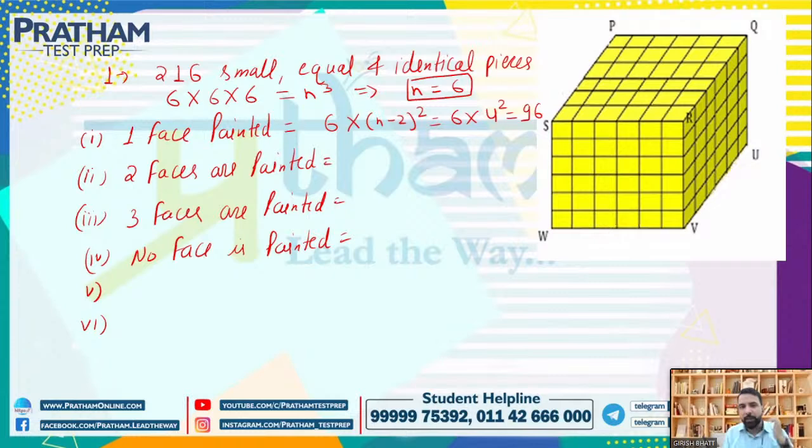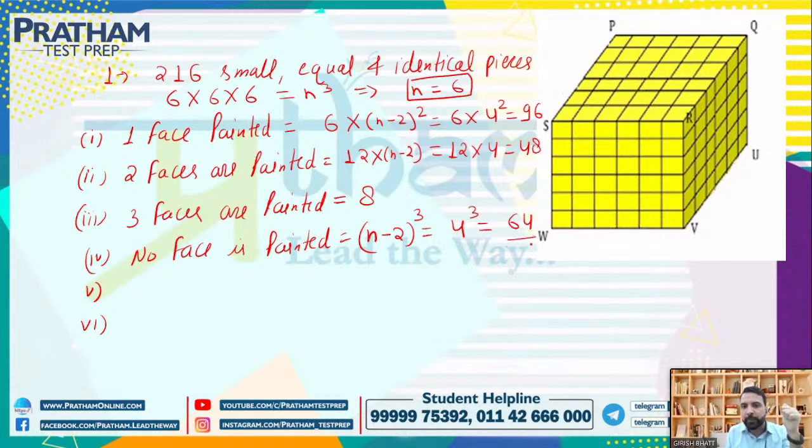Very good. And 2 faces painted is 12 into (n-2). That is 12 into 4, which is 48. 3 faces painted is always 8. No face is painted is (n-2) whole cube. Here n is 6. 6 minus 2 is 4 cube. That is 64. So these are the answers for this question. Got it?